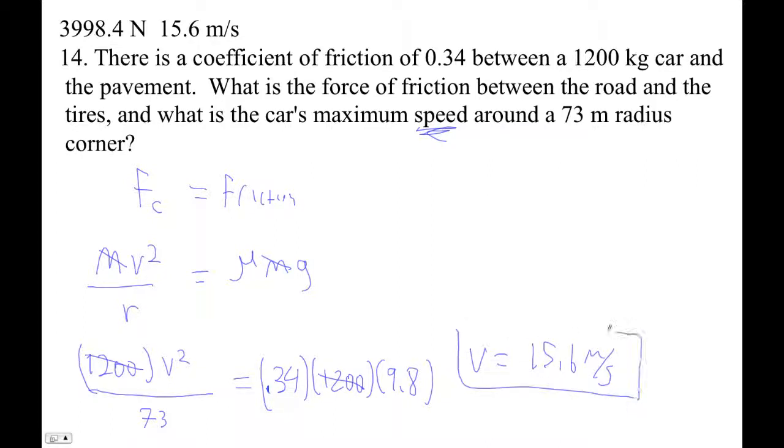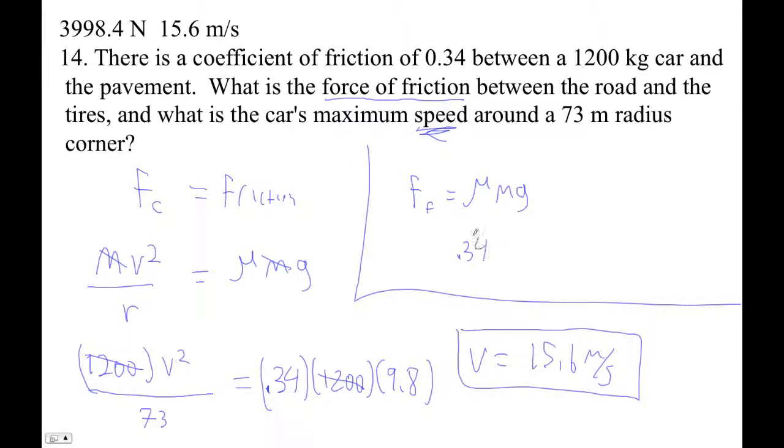So it looks like I've answered the speed, but I didn't answer what the force of friction is. So let's find the force of friction. Separate problem. Force of friction is mu times m times g, so 0.34 times 1,200 times 9.8. That's 3998.4, arrestingly specific, as Bill Bryson would say.